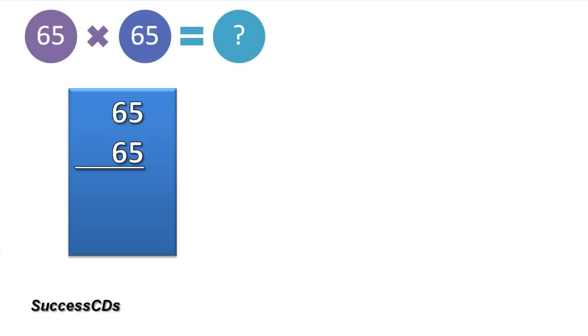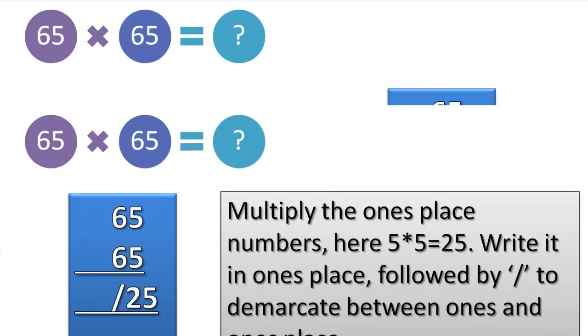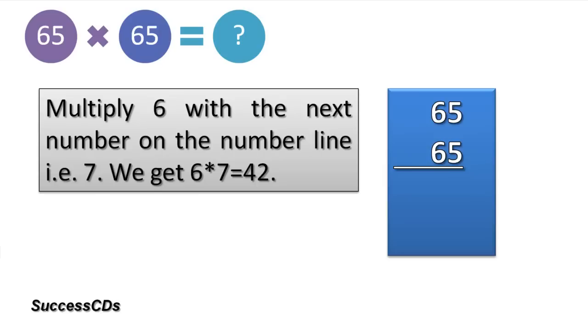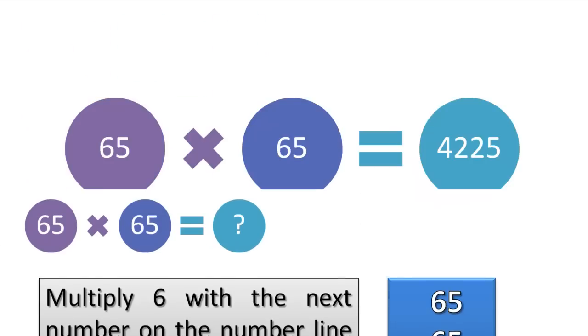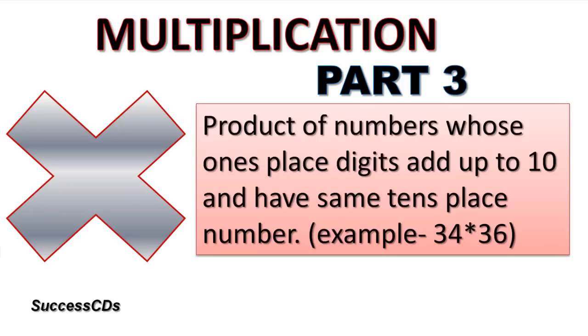The solution to this is, we will multiply the ones place numbers, that is 5 multiplied by 5, and we will write 25 in the ones place followed by a slash. The next step is, you will multiply 6 with the number which is next after 6 on the number line, that is 7. 6 multiplied by 7 gives us 42. So the square of 65 is 4225.